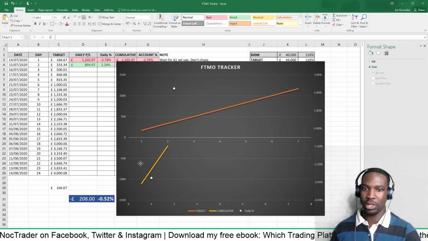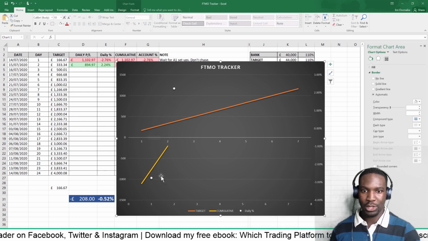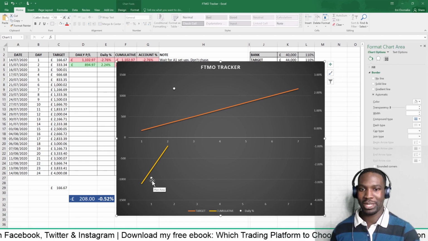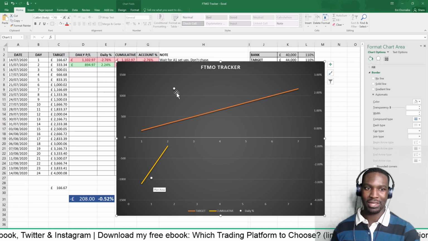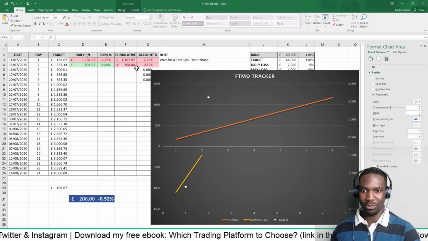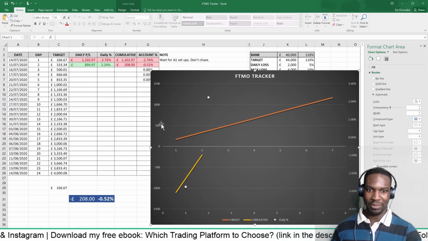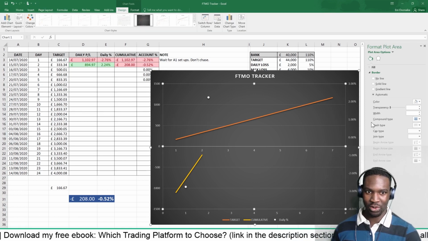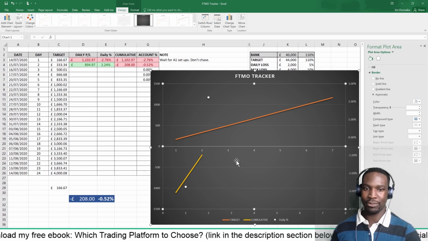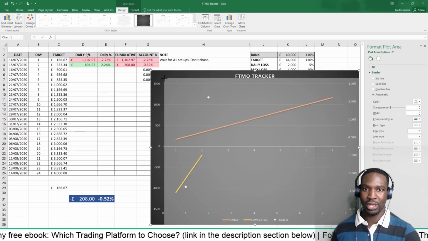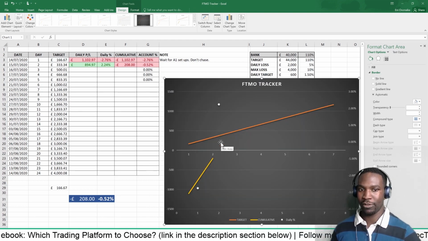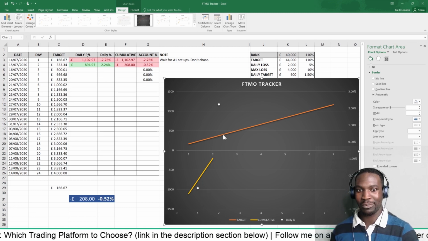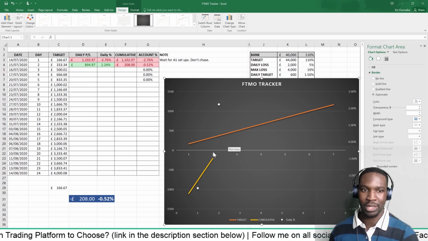I've only done the first two days. I made minus 3% the first day, and just over 2%, so 2.24%, the second day. My target is 1.5, so there's a little line here that I could draw just to let you know what my target is. This is how I'm tracking my trades and making sure I'm staying on top of my target. As long as this yellow line is above this orange line, then I'm in the money.